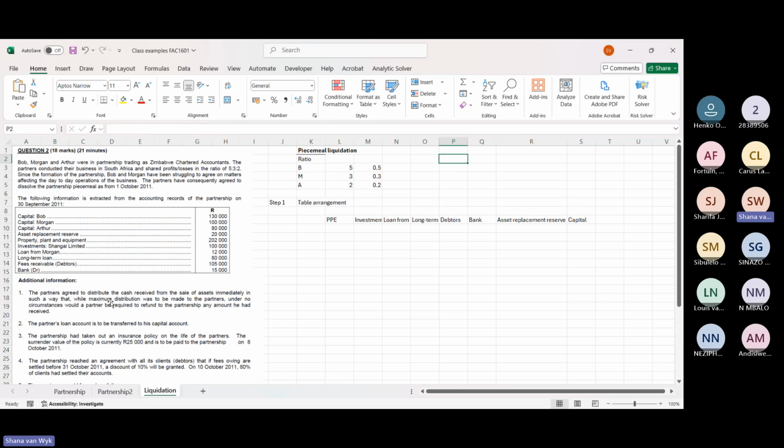The partners agreed to distribute the cash received from sales of assets immediately, while maximum distribution was made to the partners.